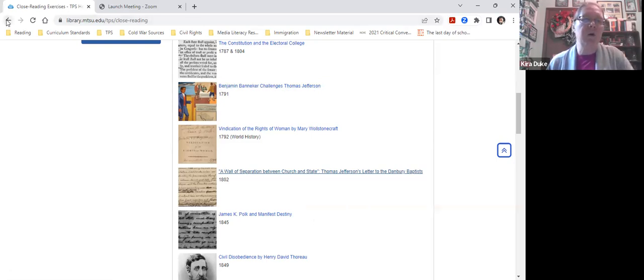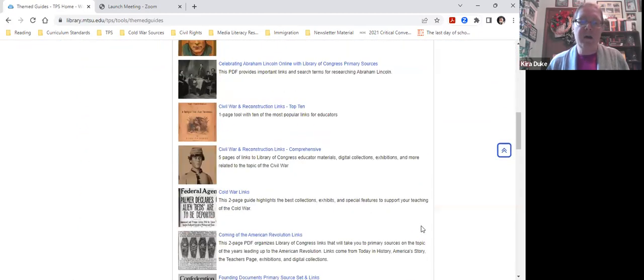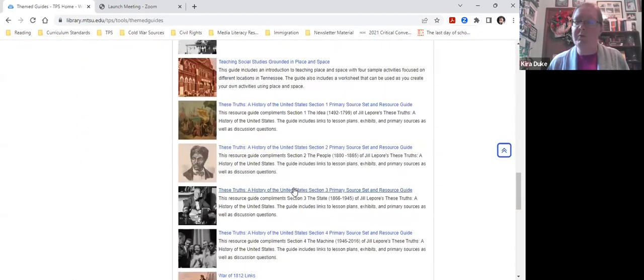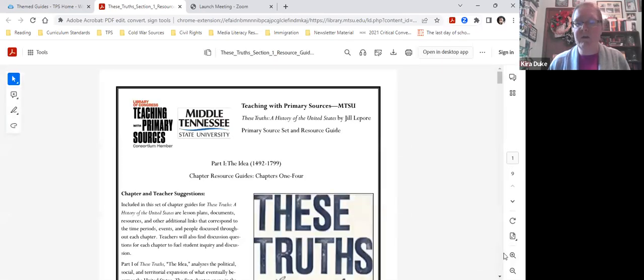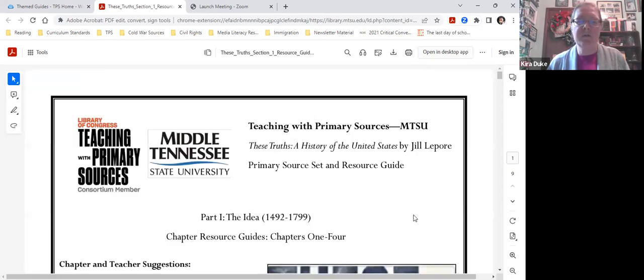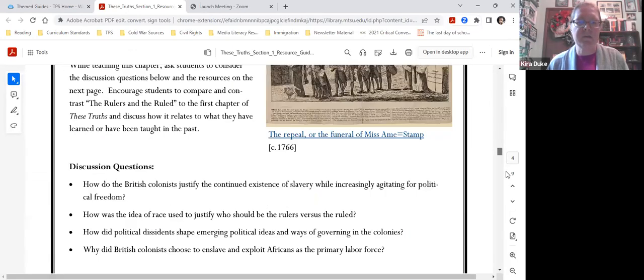So I wanted to show you all that page. Also within our themed guides in that tool section, of course, you should have already read the chapter from Jill Lepore's These Truths book. I wanted to point out for that book, when we were doing the book club with this, we created a resource guide for the entire book. It's divided into 3 sections, so 3 separate documents. The one from the chapter that you read is the very first of the resource guides, and that chapter is going to be the last one for this section.